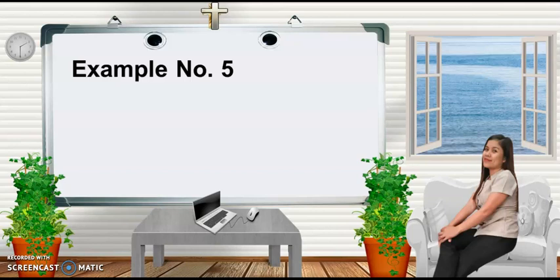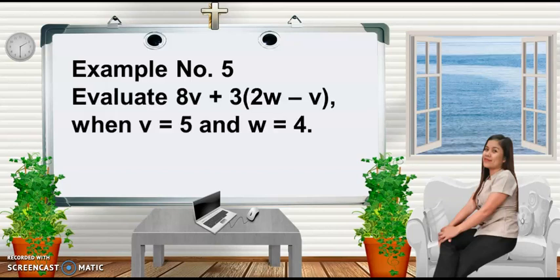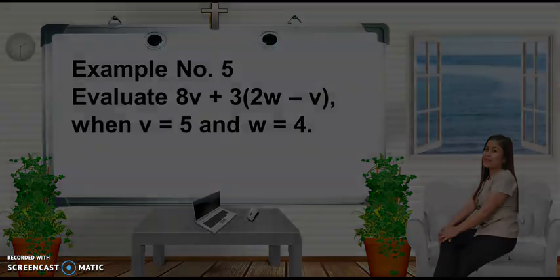Okay, next example. Let's have the next example. What if we have more than one variable? Okay, so let's have example number 5. Evaluate 8v plus 3 times 2w minus v when v is equal to 5 and w is equal to 4. So it seems again very hard, but actually it's just very easy.